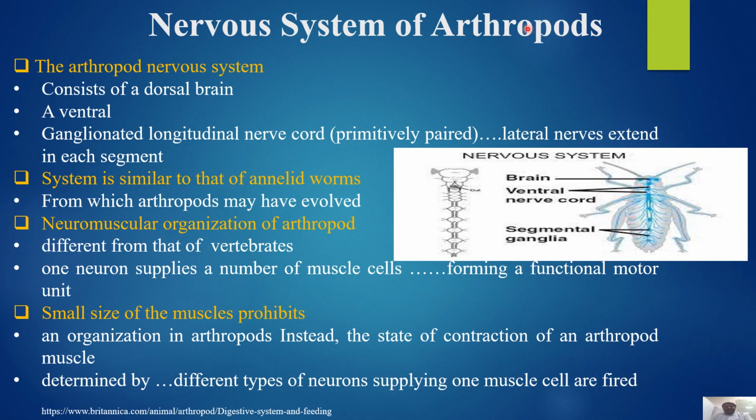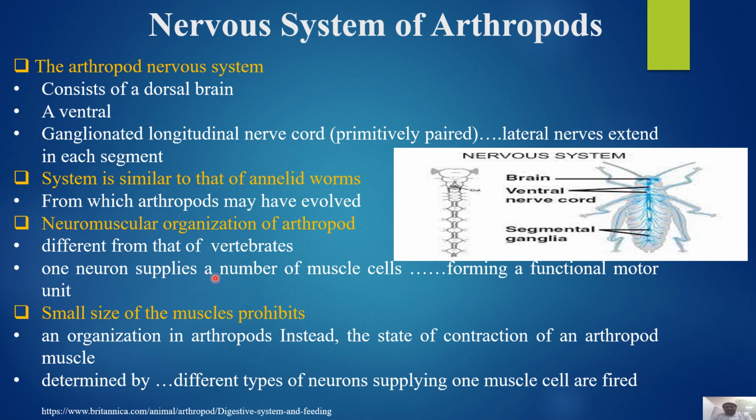Now the nervous system of the arthropods. The arthropod nervous system consists of a dorsal brain and a ventral ganglionated longitudinal nerve cord, with paired lateral nerves extending in each segment. The system is similar to that of the annelid worms, from which arthropods may have evolved. The neuromuscular organization of arthropods is different from that of vertebrates.